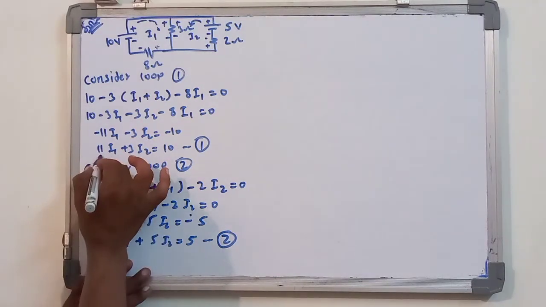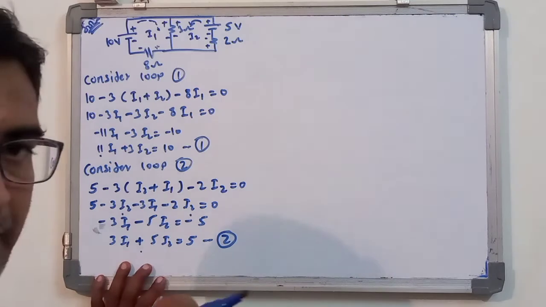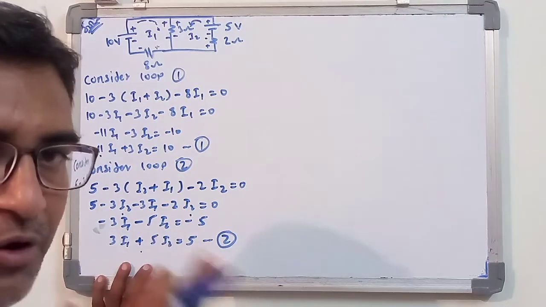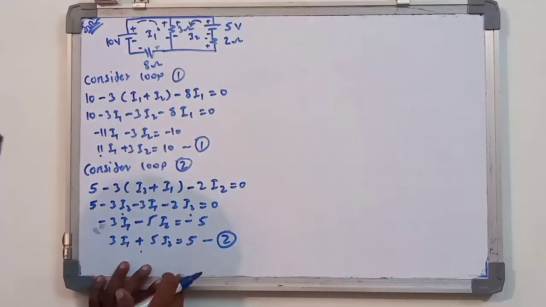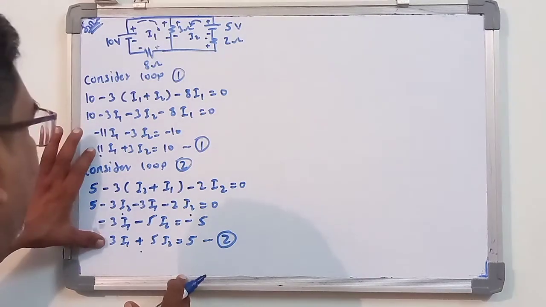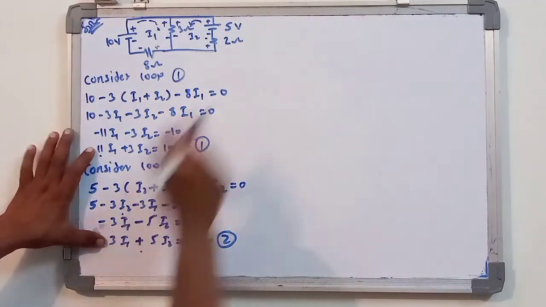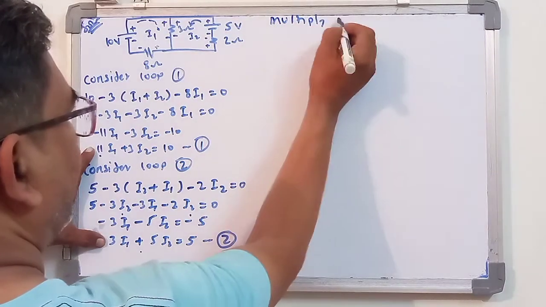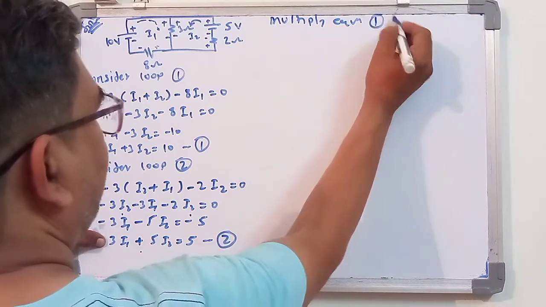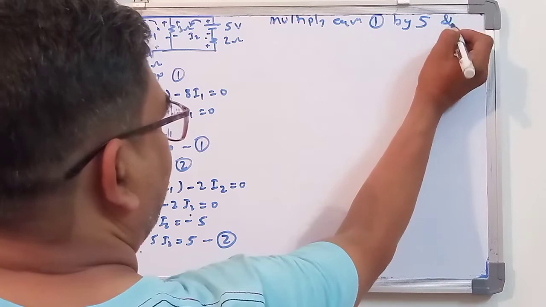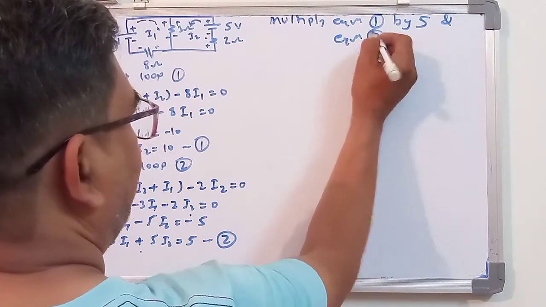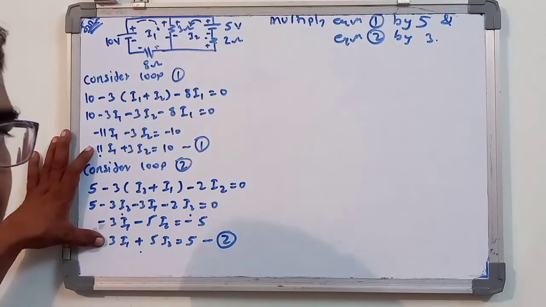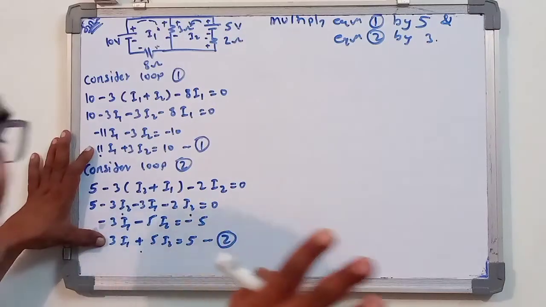So this is the first equation, this is the second equation, and in the very first problem I told you, you have to take a common value. For making the common value, consider loop number 1 and loop number 2. Now what you have to do, just multiply equation number 1 by 5 and equation 2 by 3. You will get another two equations, and then you are able to find out the value for the current.